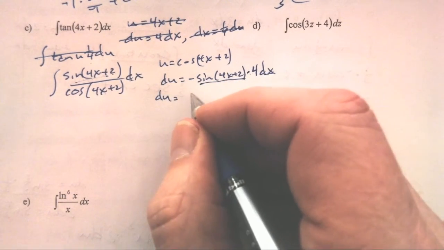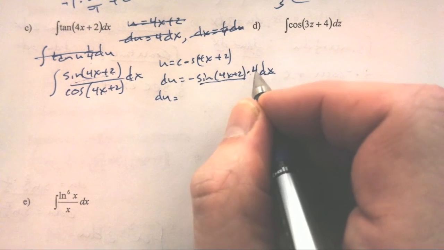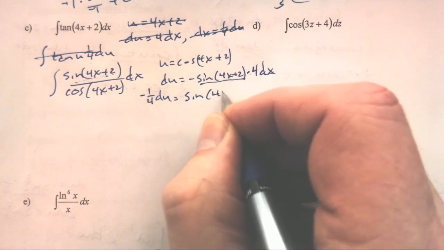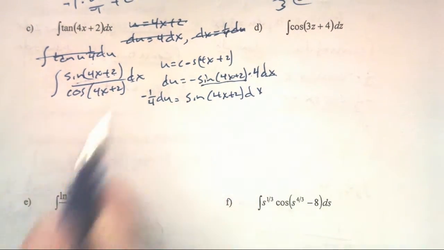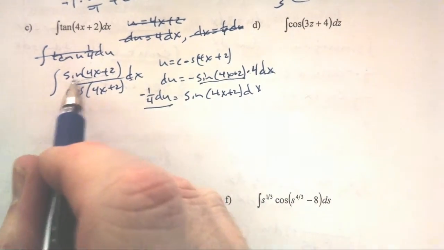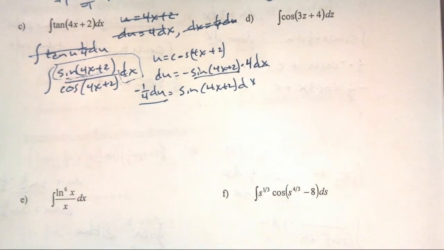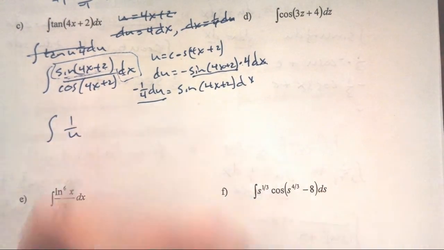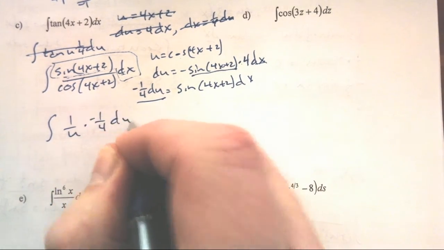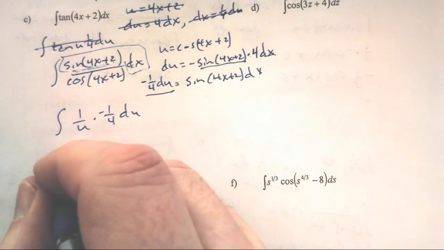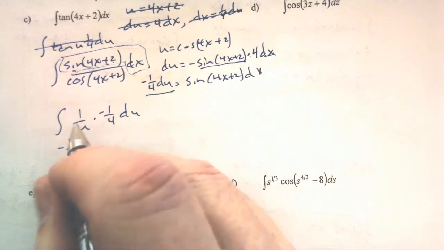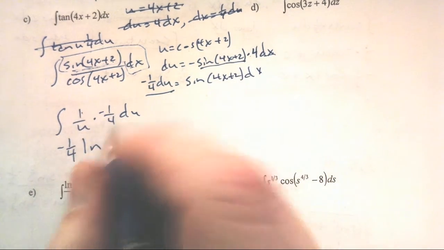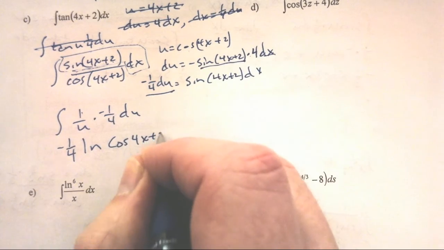Let's multiply both sides by negative 1/4, and I get du takes the place of sine of 4x plus 2 dx. This takes the place of that guy. So what do I end up with? If u is cosine, this is 1 on u times negative 1/4 du. So I get negative 1/4, pull that out in front. Antiderivative of 1 on u, that is ln of u, where u is cosine of 4x plus 2.